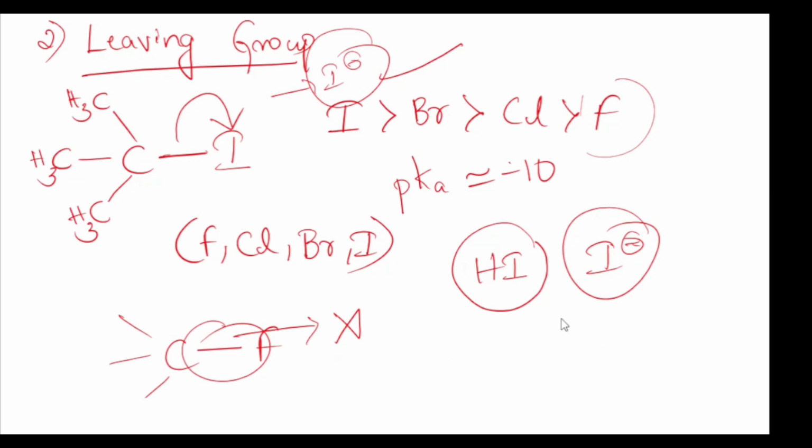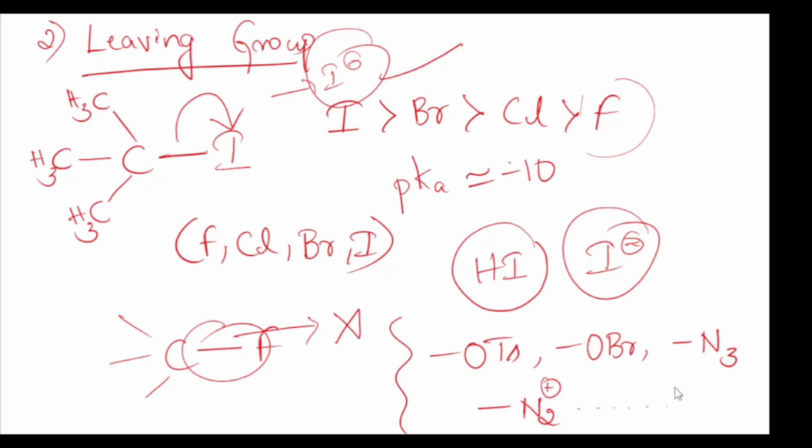Now if we compare, a better leaving group compared to this is the tosylate group, which you might observe, and the brosylate. Then azides, suppose it is N3, or N2 plus, we can say. Then there are so many groups like this. This is a super leaving group. Based on this, we can tell the stability and the leaving group ability of a leaving group.